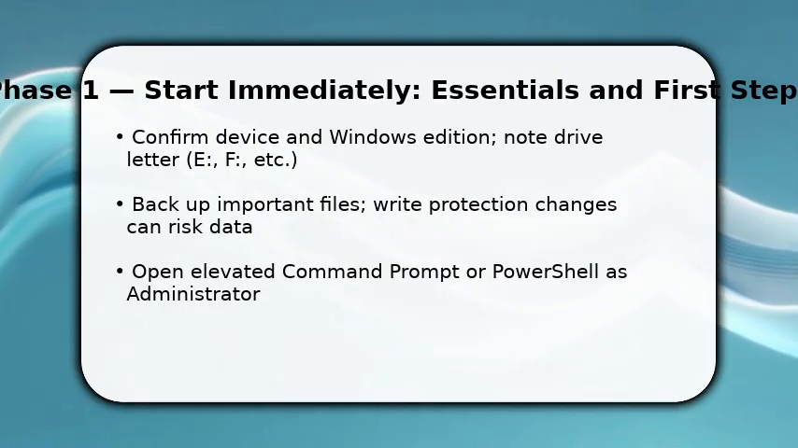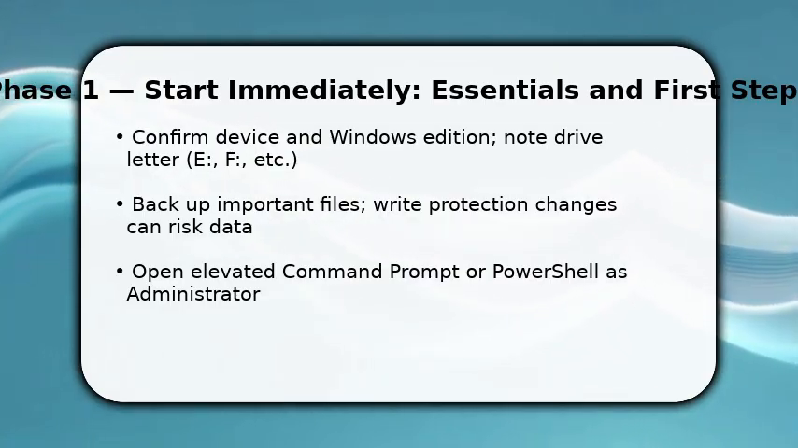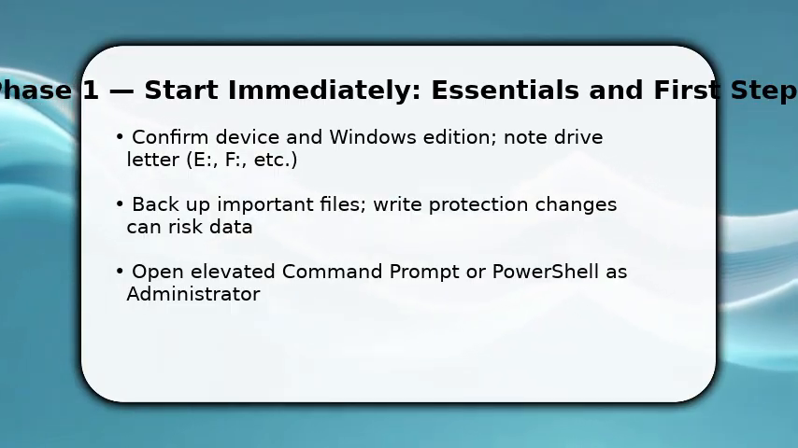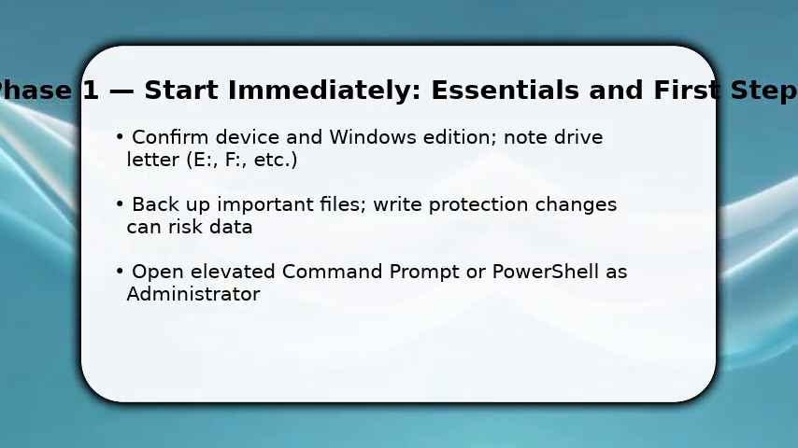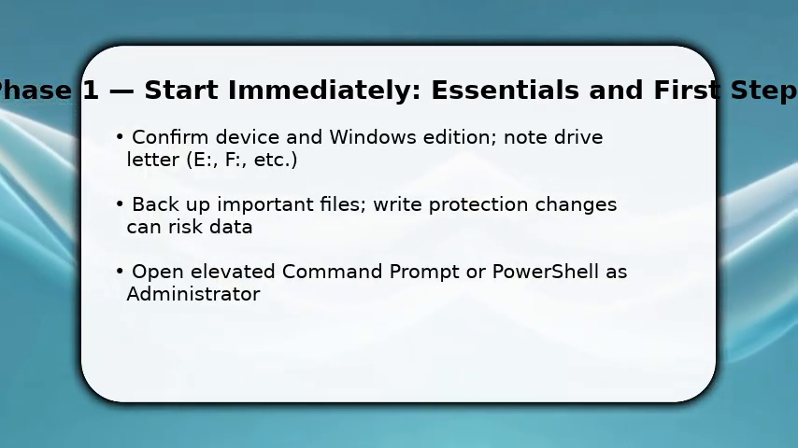Next, check the device: removable USB, SD card, or internal drive. The method varies. Make sure to note the drive letter and whether a physical lock exists on the media. Now you're ready to run the first commands to query attributes and clear protection.